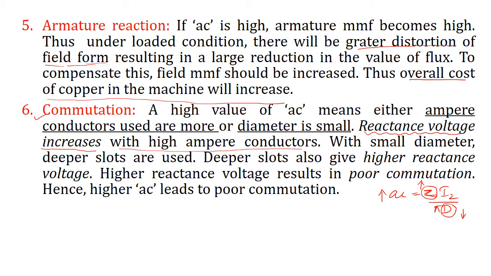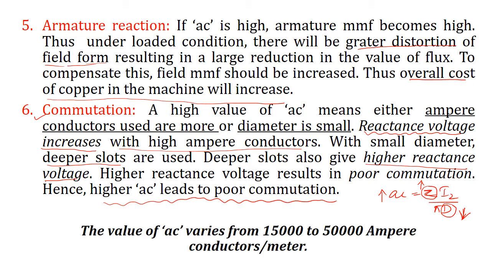Then if you are using a smaller diameter, then also the value of reactance voltage increases due to the use of deeper slots. This also leads to poor commutation. So a higher value of AC leads to poor commutation. The typical values of AC vary from 15,000 to 50,000 ampere conductors per meter.